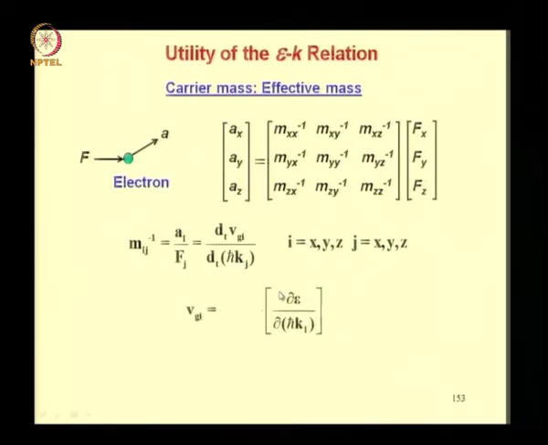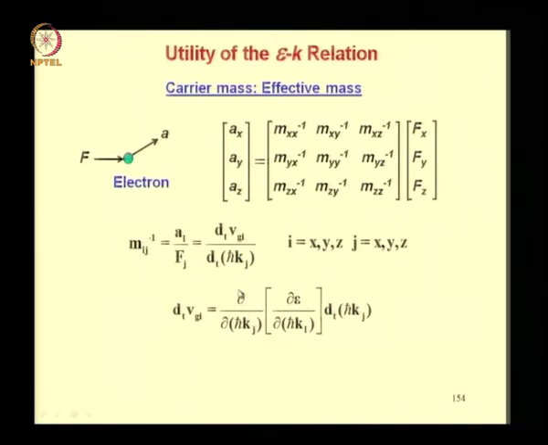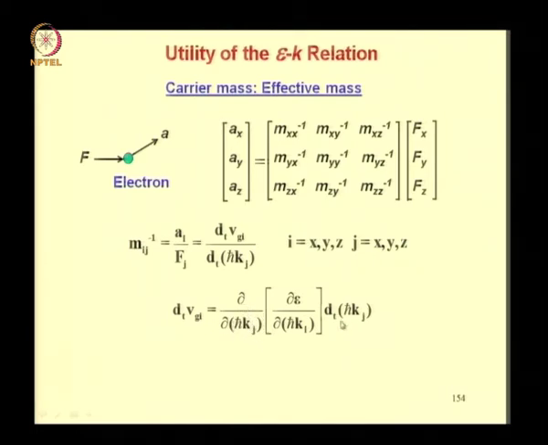Now Vgi can be written as dou E by dou h cross ki, where h cross ki is crystal momentum in the i direction. We have already defined the group velocity and shown how it is equal to dou E by dou of h cross k. Therefore, d by dt of Vgi is nothing but dou by dou of h cross kj applied to this particular group velocity term multiplied by the time derivative of h cross kj, right. This is from elementary calculus. So you take this term and you want to get its derivative with respect to time, you take the partial derivative with respect to a particular term, and then the time derivative of that term is what is multiplied here.